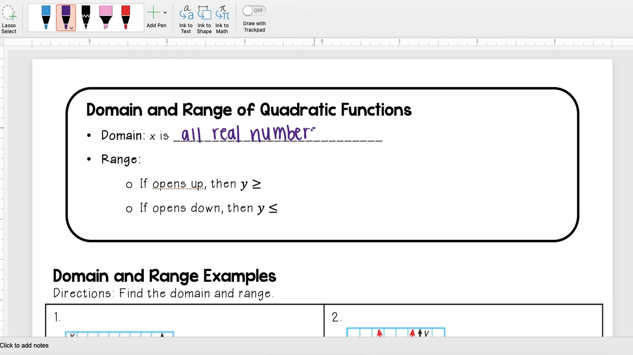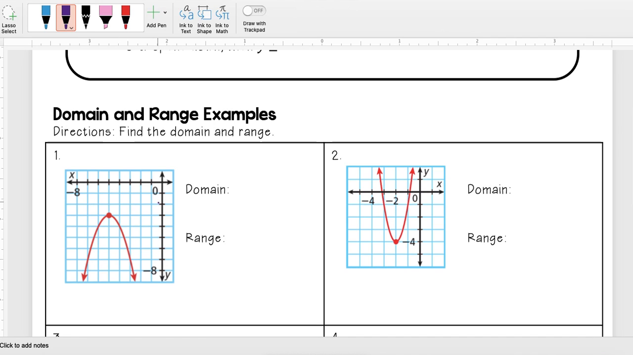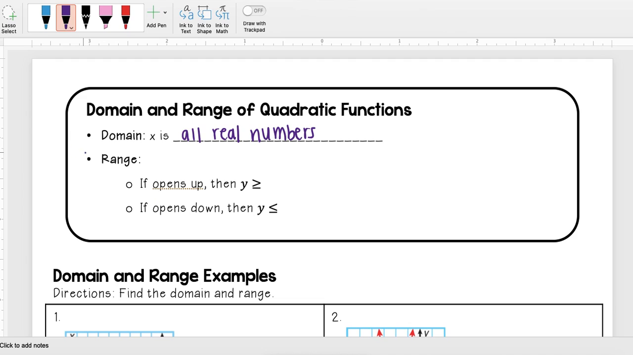And that's because if I continue this graph, so let's say for instance here, it's going to continue forever in this direction, and it's going to continue forever in this direction. So that means from the left to right, it's going to cover the entire x-axis. So that means it's going to be all numbers.